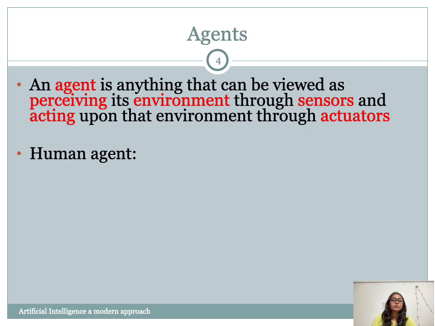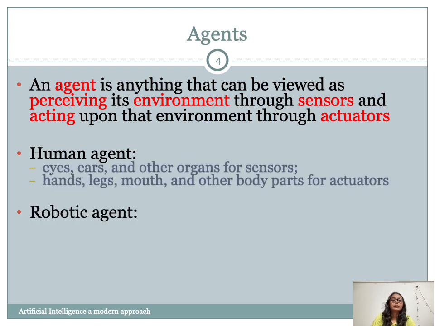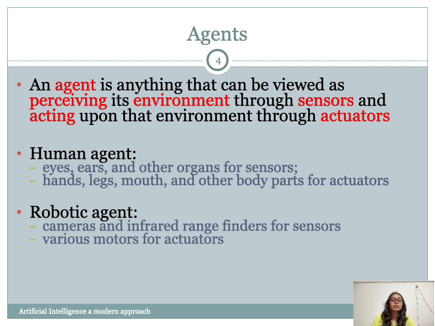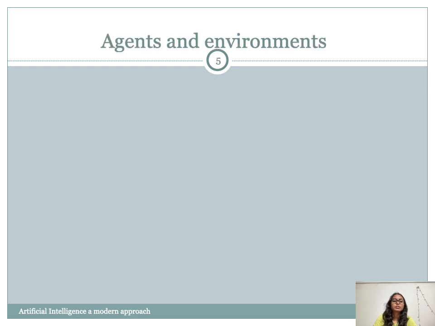So, what are agents? An agent is anything that can be viewed as perceiving its environment through sensors and acting upon the environment through actuators. So, human agents: eyes, ears, and other organs for sensors; hands, legs, mouth, and other body parts for actuators. Robotic agent: cameras and infrared range finders for sensors, various motors for actuators.